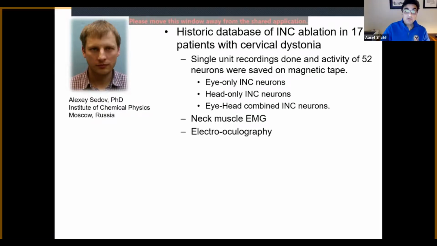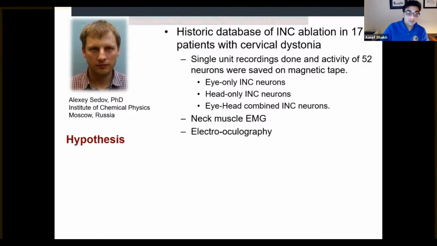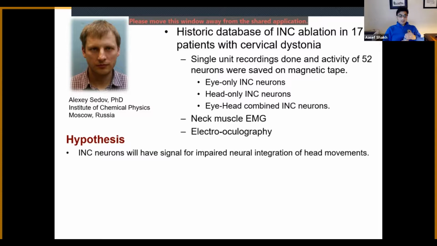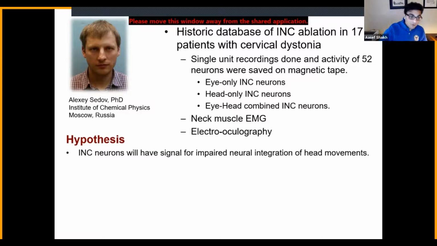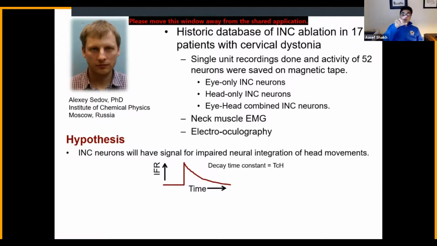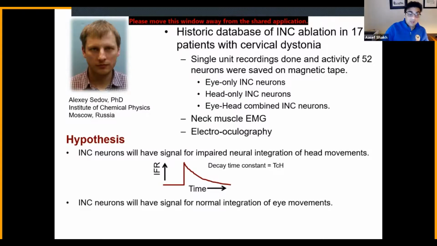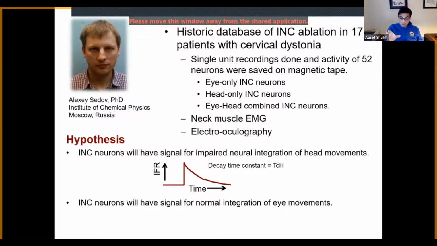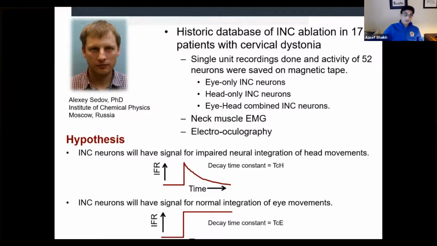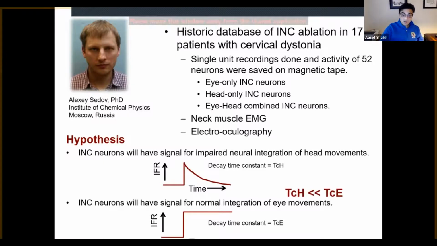So what we did, we went back and we reanalyzed all the cells recorded on the tape to ask two specific questions, answering a very specific hypothesis. The hypothesis is: if a nucleus of Cajal neuron has a signal for impaired neural integration of head movement, then the firing rate would decay with a specific time constant, right? In contrast, we know that eye movements are normal in these patients. So the eye movement sensitive Cajal neurons will have a normal decay time constant. In other words, the head time constant will be less than the eye time constant.